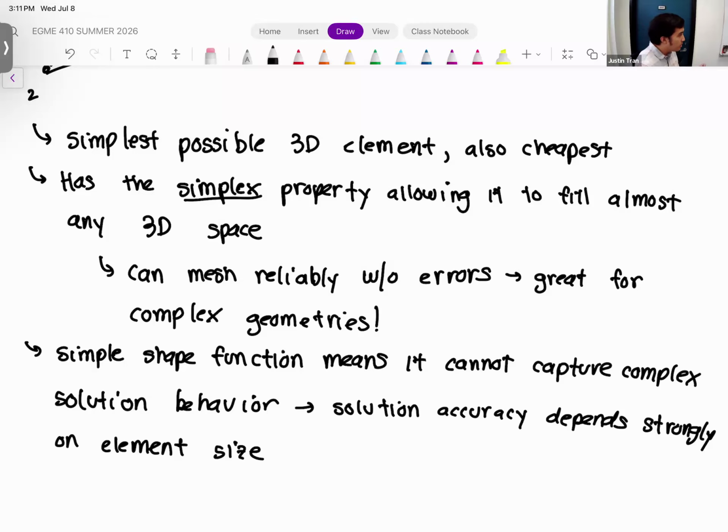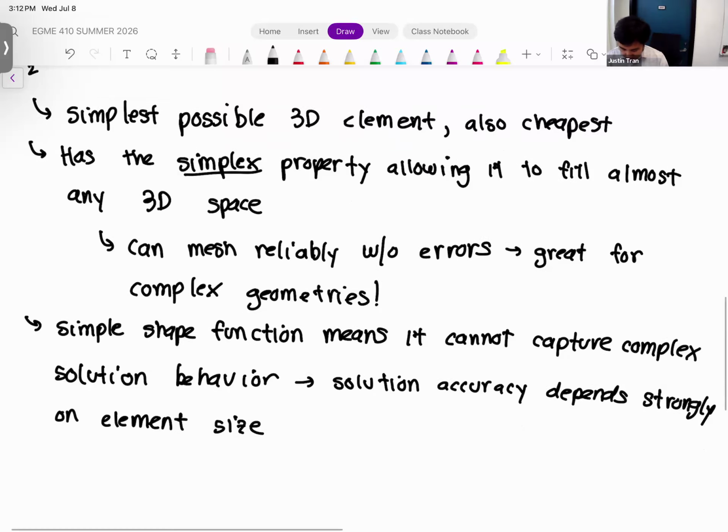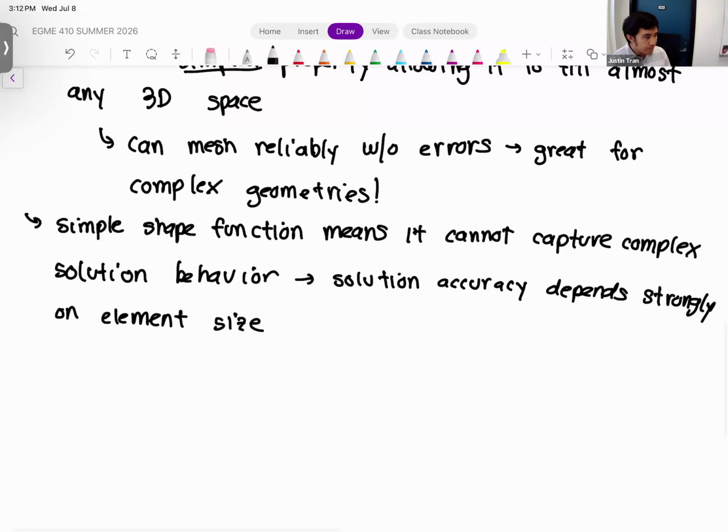And so you're even more dependent on the size of the element in order to get an accurate and reliable solution. Right? Right. Which, again, is not the worst thing.